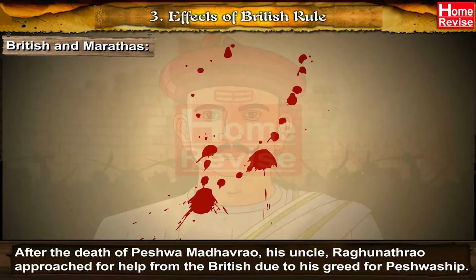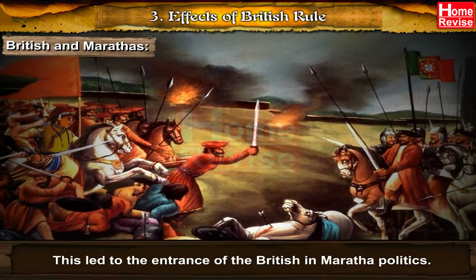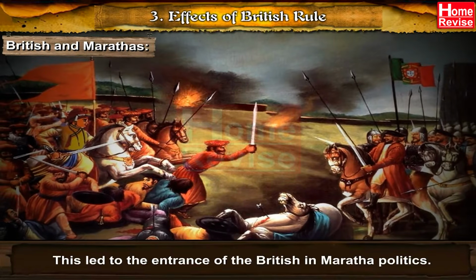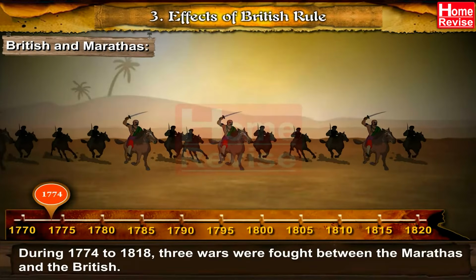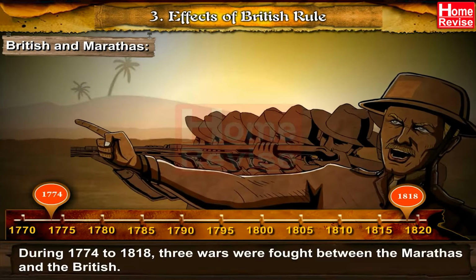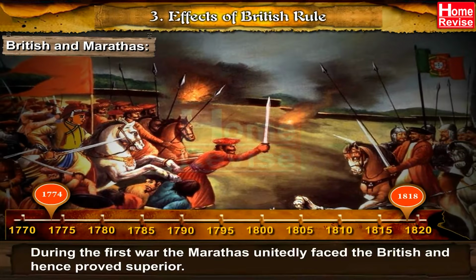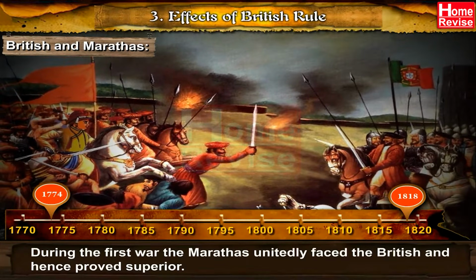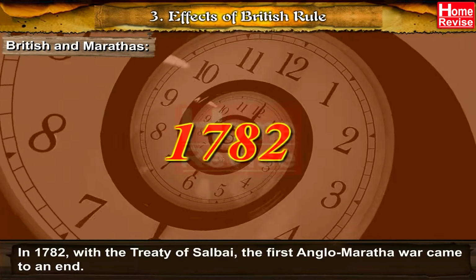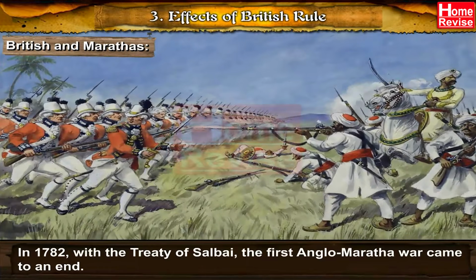After the death of Peshwa Madhav Rao, his uncle Raghunath Rao approached for help from the British due to his greed for Peshwaship. This led to the entrance of the British in Maratha politics. During 1774 to 1818, 3 wars were fought between the Marathas and the British. During the First War, the Marathas unitedly faced the British and hence proved superior. In 1782, with the Treaty of Salbai, the First Anglo-Maratha War came to an end.